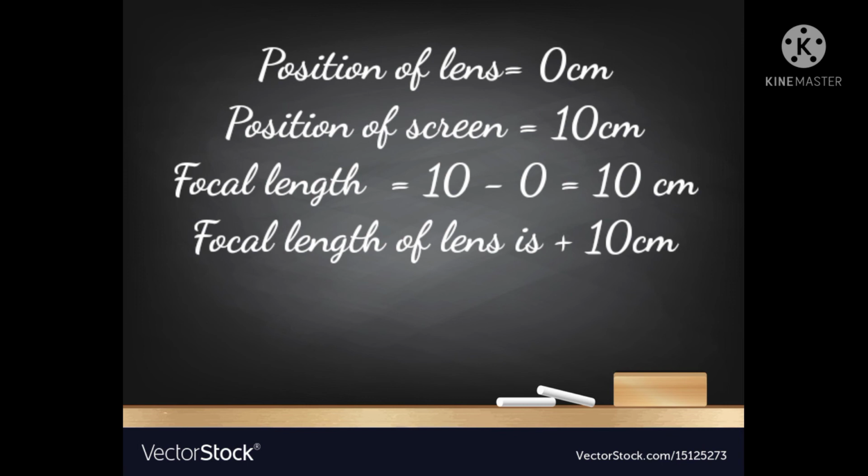So how we are going to calculate is the position of lens 0, position of screen 10 centimeter. So focal length will be positive 10 centimeter. Always remember that the focal length of concave mirror will be negative and that of the convex lens positive.